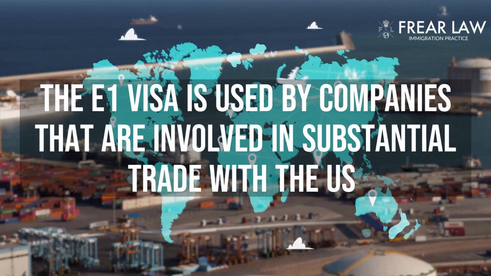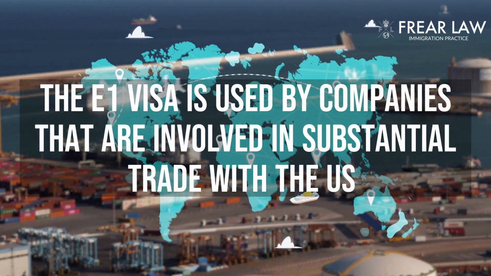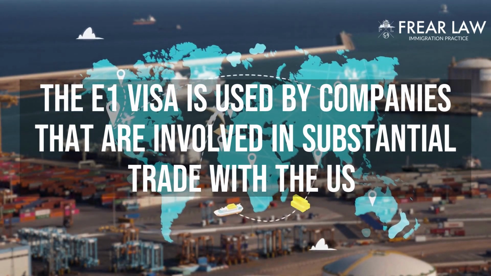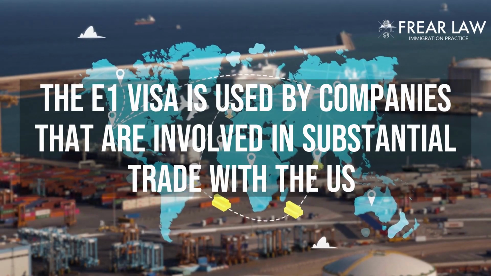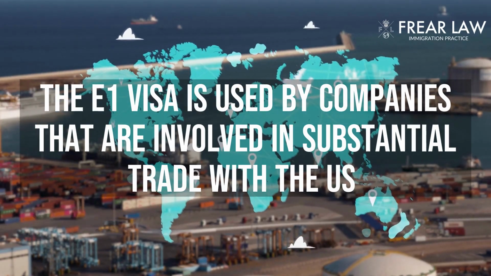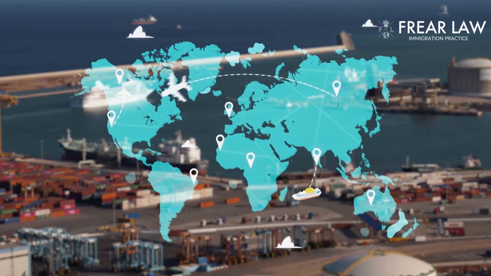The fundamental difference between the E1 and E2 is that they're intended for different types of applicants. The E1 is for traders. In other words, this is for someone who wants to go to the United States to carry on substantial trade, principally between the United States and their own country. So for example, if you have a business that's set up in Canada or the UK, and most of your clients or customers are in the United States, then it's worth exploring the E1 visa.